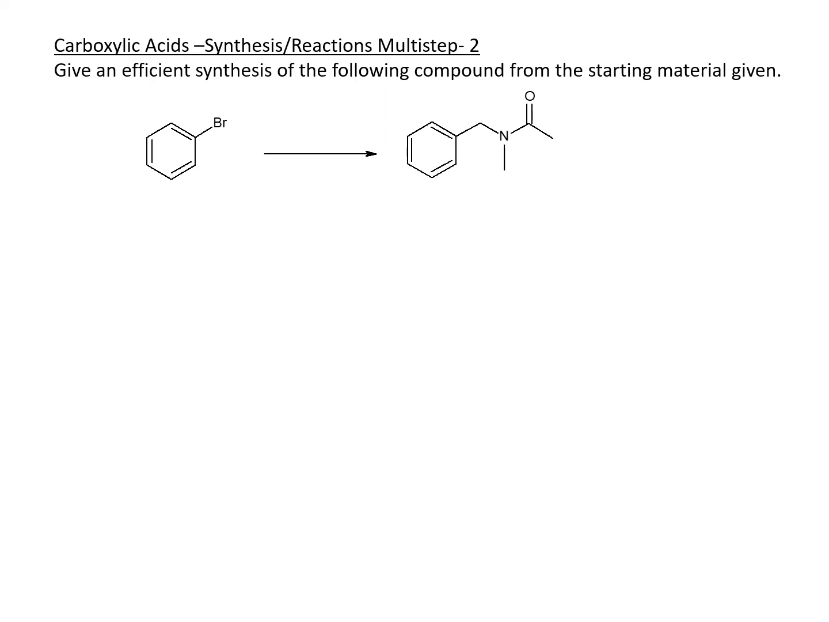We are supposed to synthesize in this one an amide from benzene. So we don't have any other reaction going on on benzene. That's a good thing, which means that everything is happening where bromine is. So let's look at this. When you see this, you see that you're actually adding one carbon here, and then there's the nitrogen here.